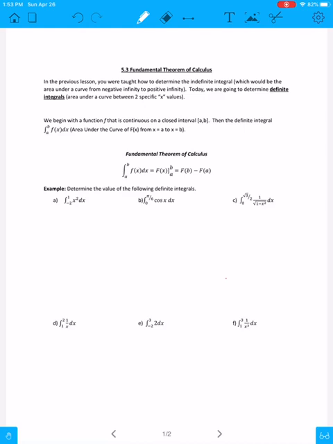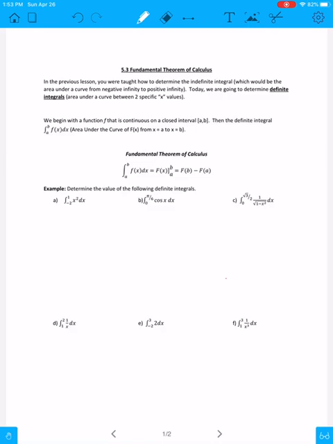We begin with a function f that is continuous on a closed interval between a and b inclusive. The definite integral between a and b of f of x dx is the area under the curve of f of x from x equals a to x equals b.